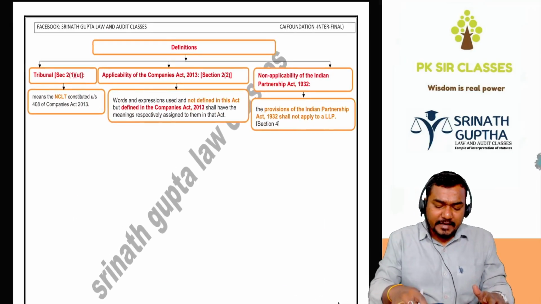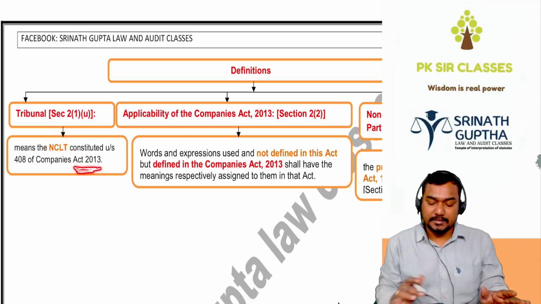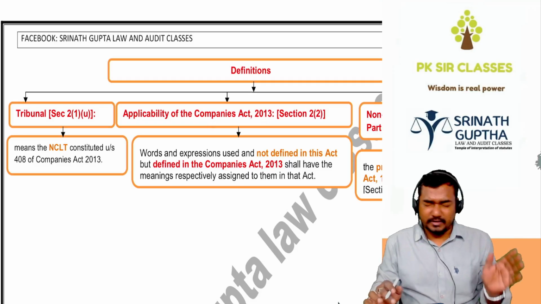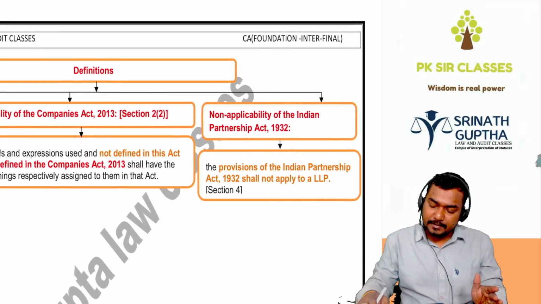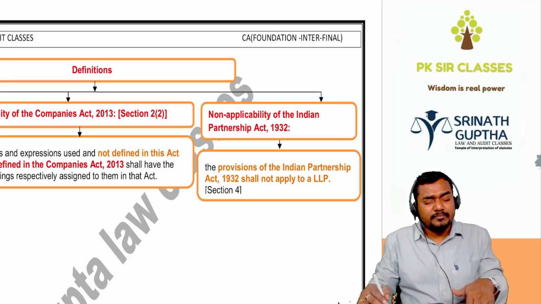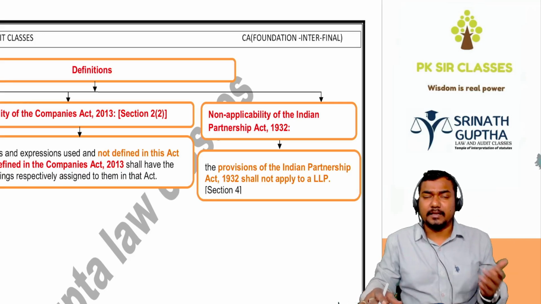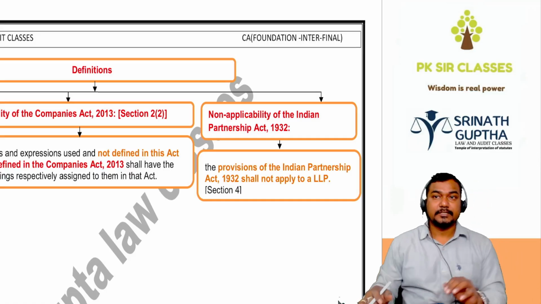Next heading, tribunal. Tribunal means NCLT, created under the Companies Act. Applicability of the Companies Act: whenever the provisions of the LLP Act are silent, we apply the provisions of the Companies Act. The Partnership Act is not applicable to LLPs, and the LLP Act is also not applicable to partnerships. Partnerships are governed by the Partnership Act. LLP is governed by the LLP Act itself. Done.